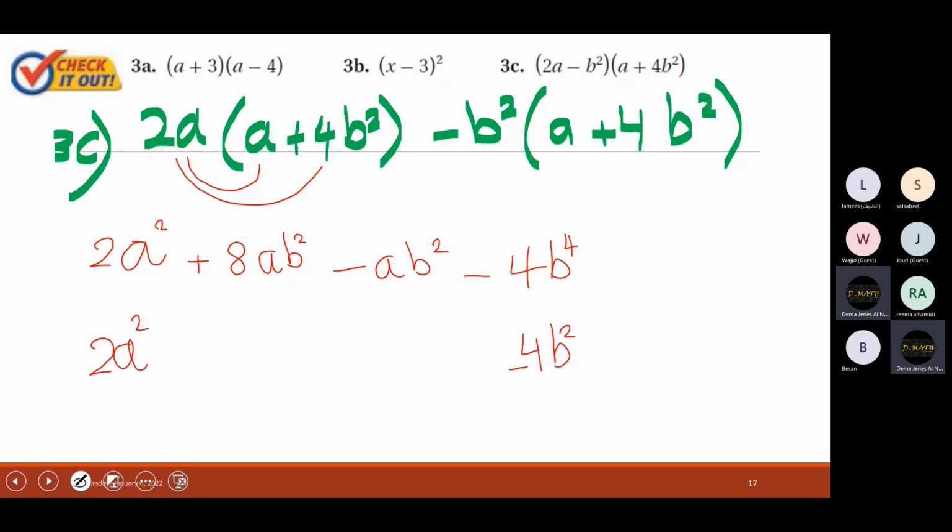Now look at 8ab squared and minus ab squared. Are they like terms? And if they are, how do you combine them? Yes, they are like terms. How will it be after you combine them together? It will be 7ab squared. Thank you so much.